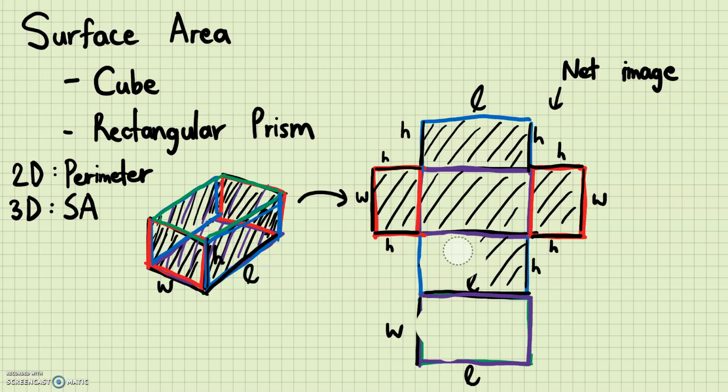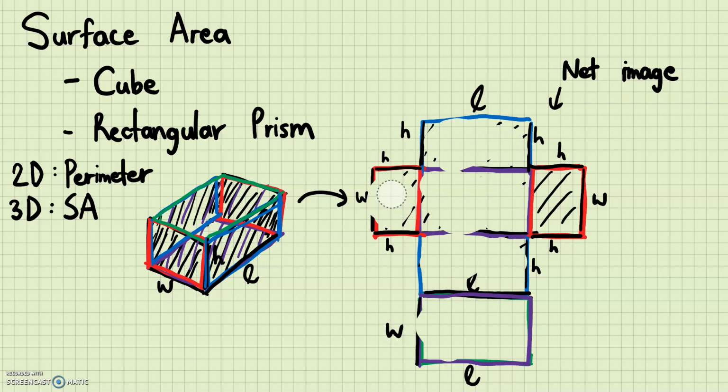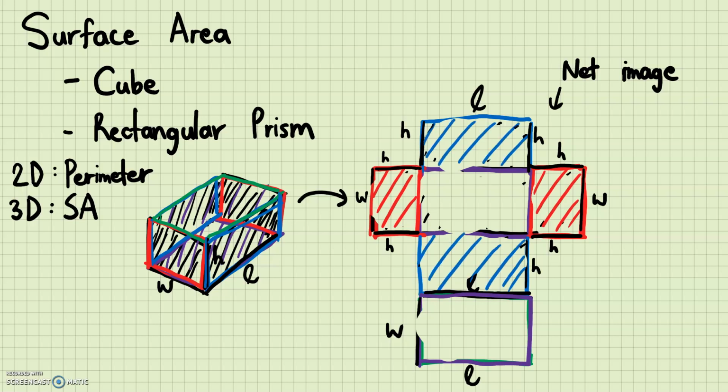Let me use a different shading for these rectangles here so that it's easier to see how they match up. So the red ones, I'll color in with red. Red ones here. The blue ones are here and here. And the purple ones are here and here.